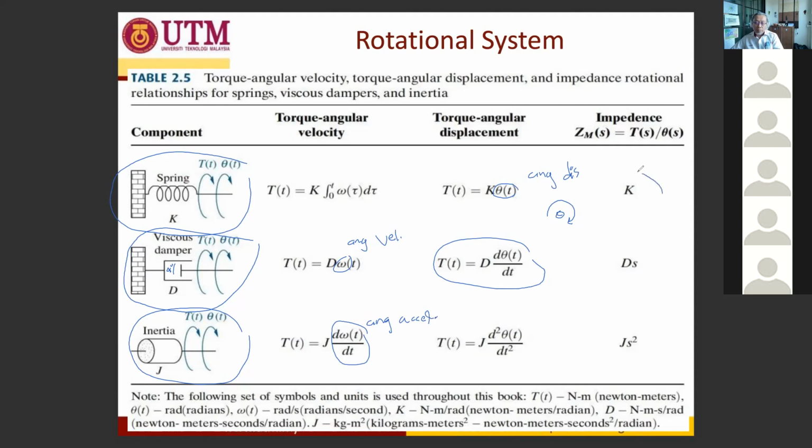The important thing is this one, where you Laplace it. When you Laplace spring in rotational system, you will get K. When you Laplace viscous damper, you will get DS. And when you Laplace inertia, you will get J S square.